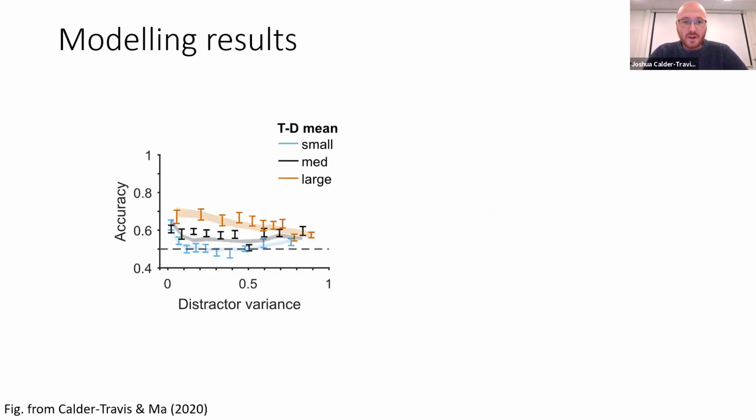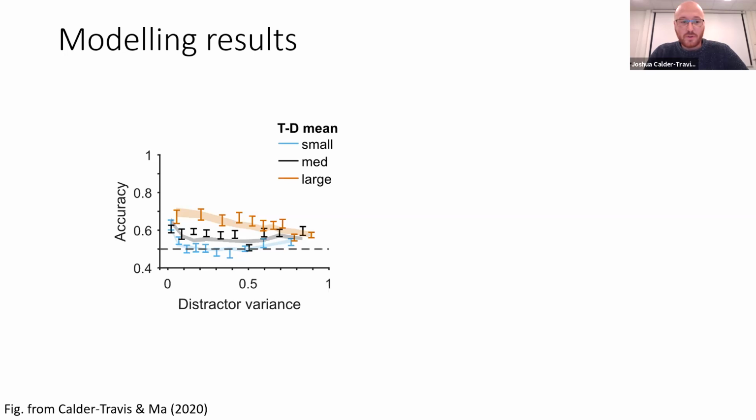Here we've got the figure that we saw earlier, with accuracy on the y-axis, distractor variance on the x-axis, and target to distractor mean difference represented by different colors. Now, just as before, the error bars represent the data, but the shading represents the model. We can see that the model quite nicely captures the different patterns in the relationship between mean and variance and their interaction.